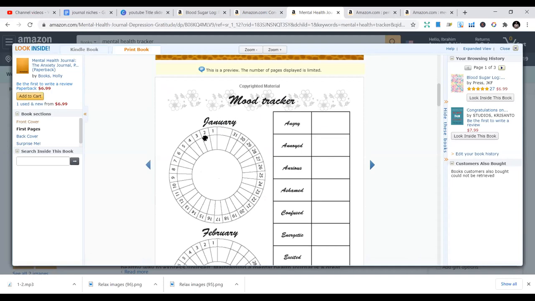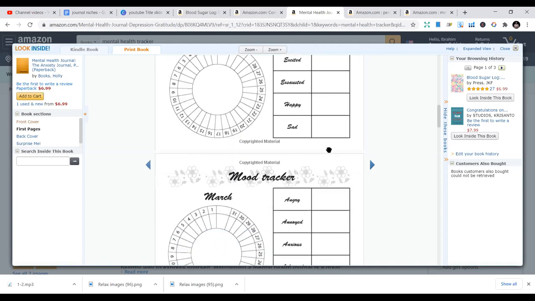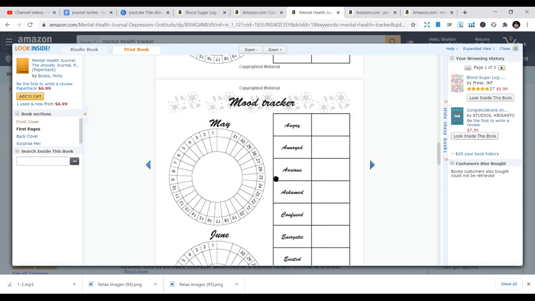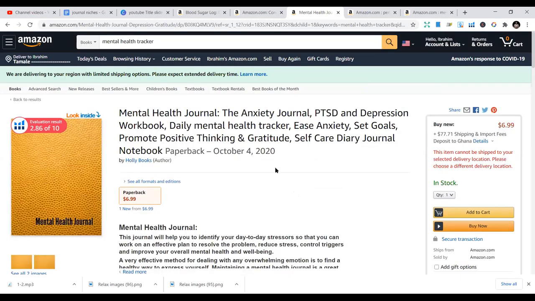You can see mood tracker, January, days 1 to 31, angry, confused, sad. Then you just put, what's your mood? Then you just put within this day, within that time, and that's what makes the interior something simple. You can also bring out new ideas to put in your own interior and target the market.